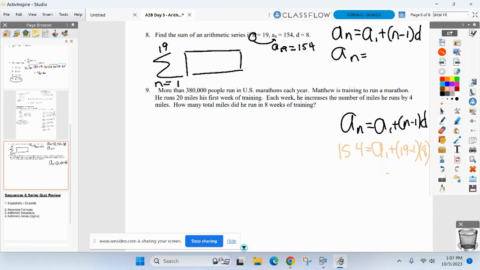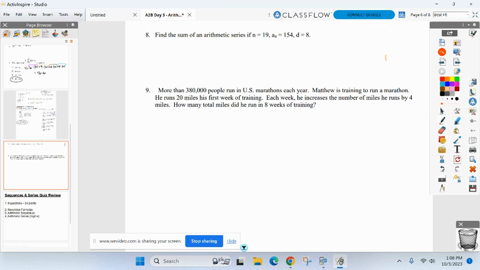Anybody find that first term? Should be less than 154, that's for sure. 10? Yeah. Okay, so it's 10. Now go back up and write my nth term now. 10 plus, oh, maybe not.